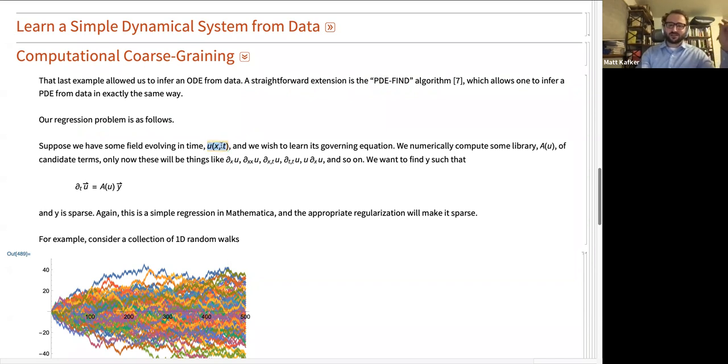This could be a vector-valued function and all those things, but I'm just going to do one space and one time variable here. So we want to know the governing equation for u(x,t), and this is going to be our regression problem. We want to solve du/dt equal to some library times some y. We're going to decide on and compute the library, and then we're going to use regression to find y.